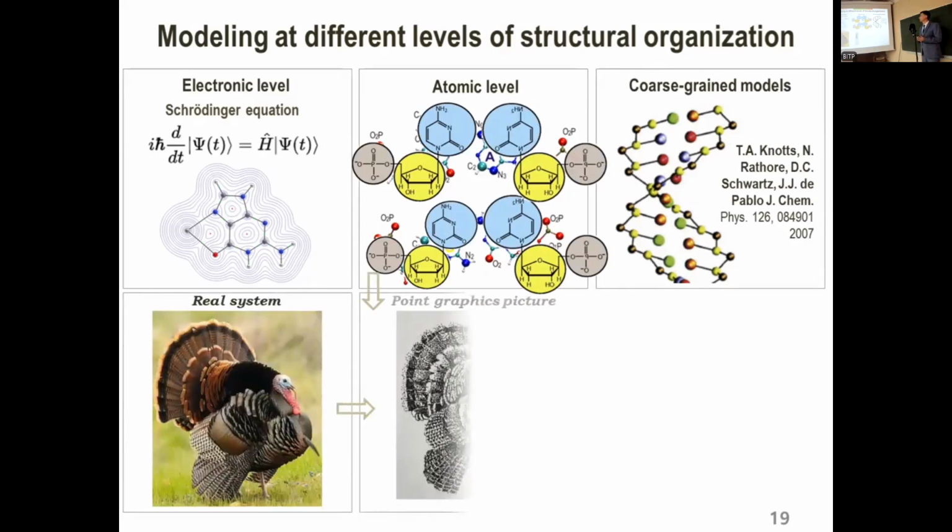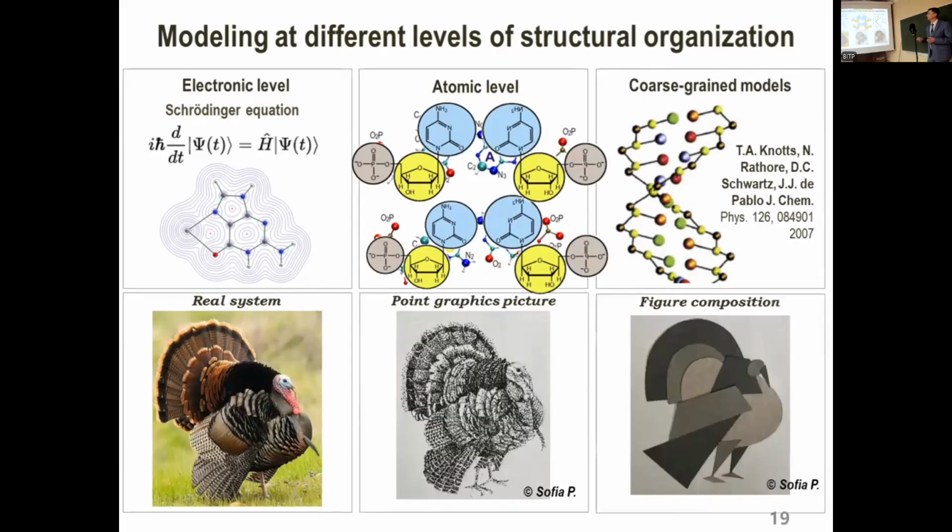So, highlighting this methodology, we can say that the electronic level is like a real system, and if we go to the atomistic level, this is like the pointillist graphics of this picture. It is still recognizable, and we can recognize this word. And the coarse-grained model is the figure composition, which describes this system, but it is very rough. We can still recognize it, but there is much difference between model and real.